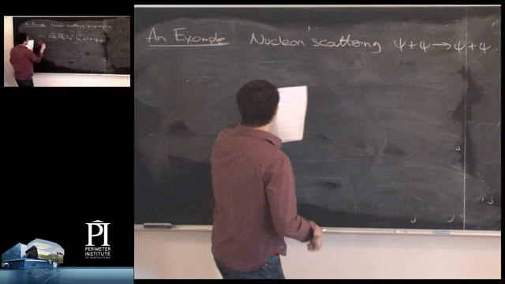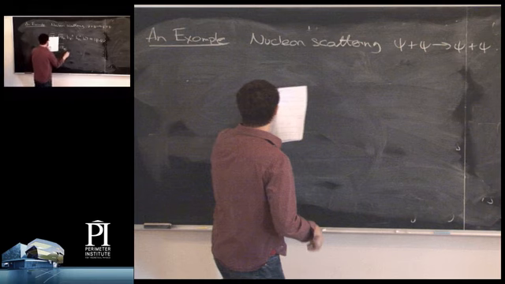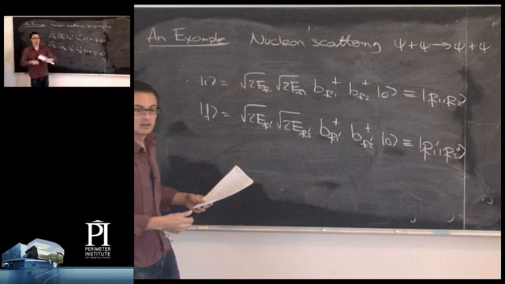The final state is also going to be two nucleons, but we're interested in some scattering process. So in general, they can have different momenta, so I'll call them p1 prime and p2 prime. Okay, two guys come in, two guys go out.